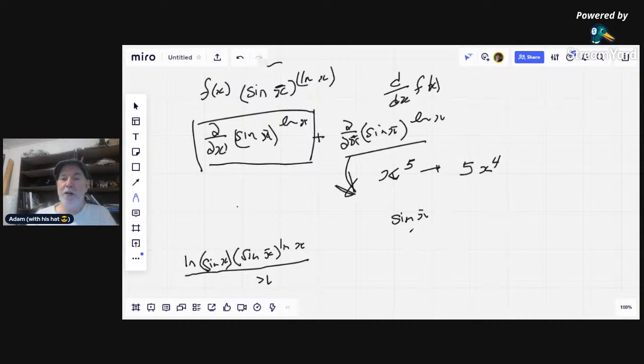So what do we got? We got sine x, and then what do we do up here? We subtract 1 from the exponent, log of x minus 1, and we bring down the exponent, log of x.